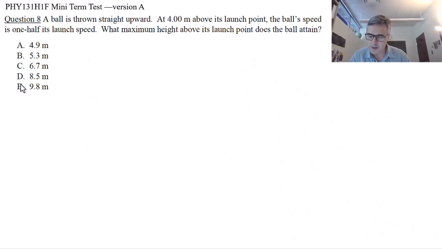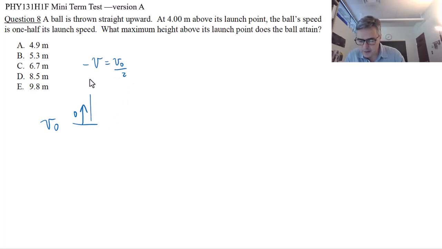Last question. A ball is thrown straight upward. So there's the ball. At 4 meters above its launch point, the ball's speed is 1/2 its launch speed. So there's some v0, and then this v here is equal to v0 over 2, and this distance here is 4. What maximum height above its launch point does the ball attain?